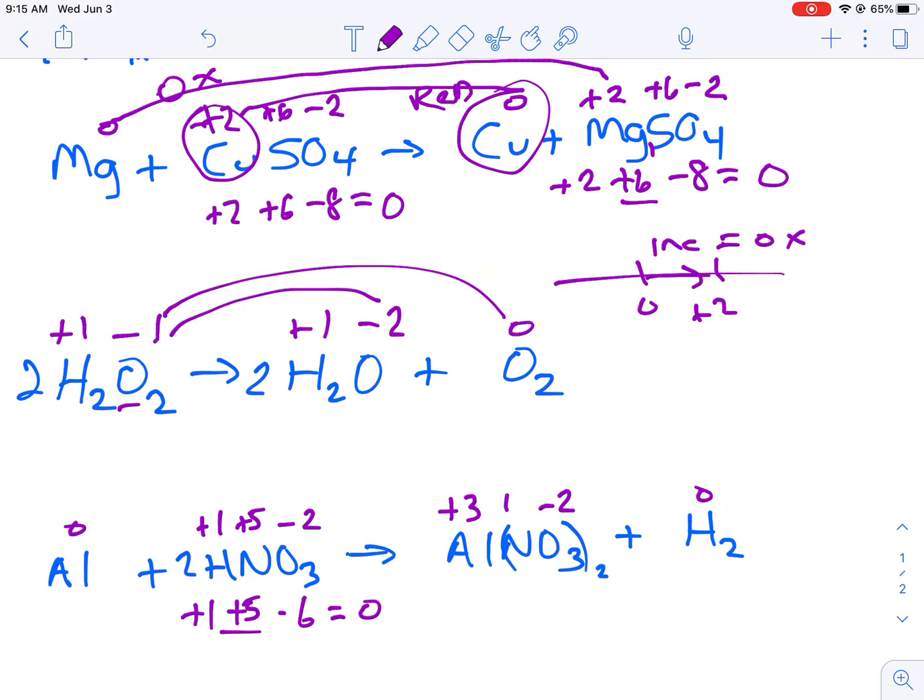Again, this is nitrate over here, so I don't need to do it over again. I just know that nitrate is always going to be the same charge. Hopefully, guys, that was helpful.